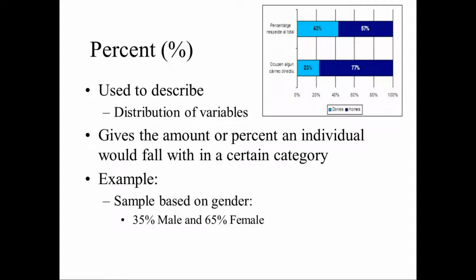And then there's percent, which is commonly used in quality improvement. It's used to describe the distribution of variables. It gives the amount or percent of individuals that fall into a certain category. Here's an example: 35% male and 65% female. Note that this equals 100%.